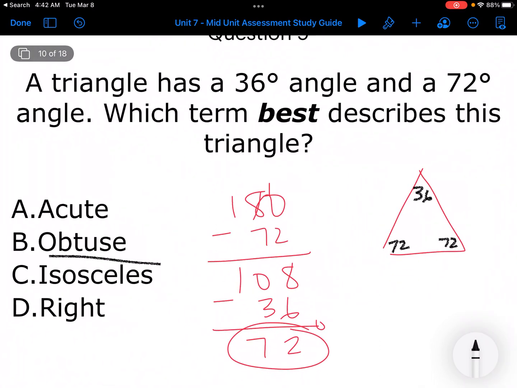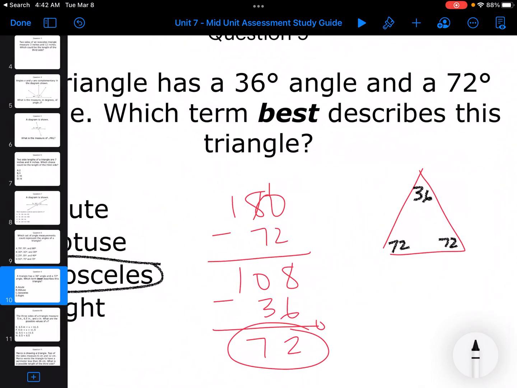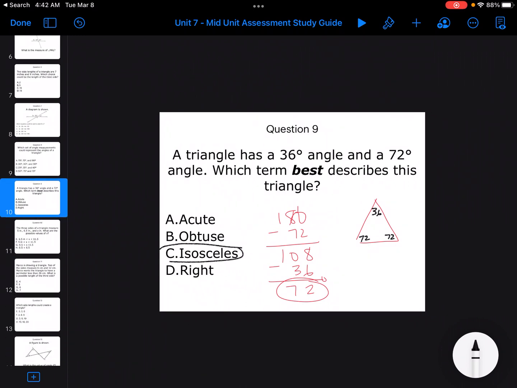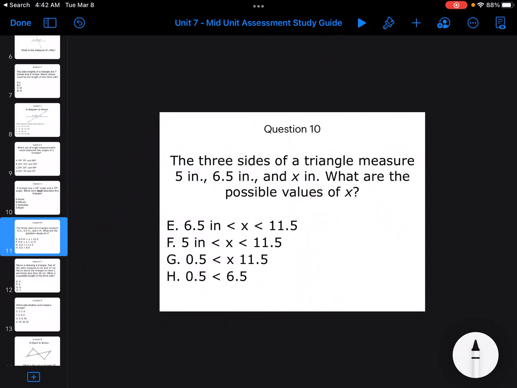Okay, so that's an isosceles triangle because it has two angles that are exactly the same. The three sides of a triangle measure 5, 6.5, and x. What are the possible values of x?